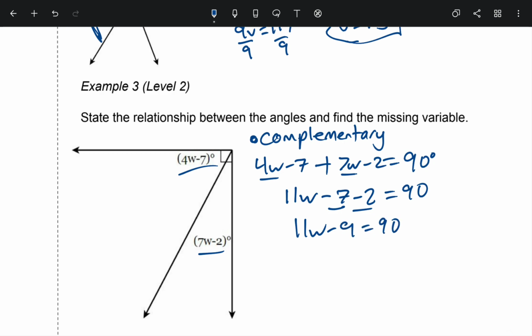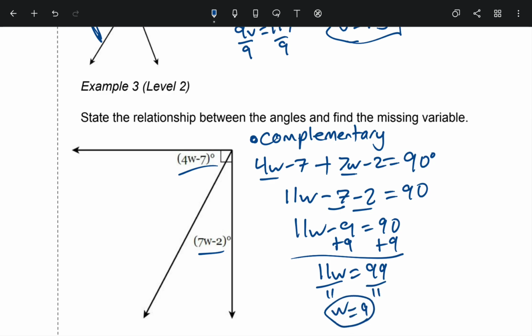Okay. Now we've combined all like terms on either side. Now we have to move over. So I'm going to add 9 to both sides. Gives us 11w equals 99. Divide both sides by 11, and we get w equals 9. Woot woot, we are done.